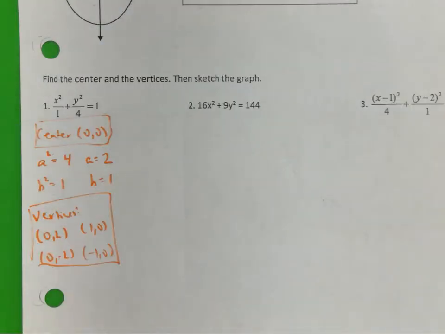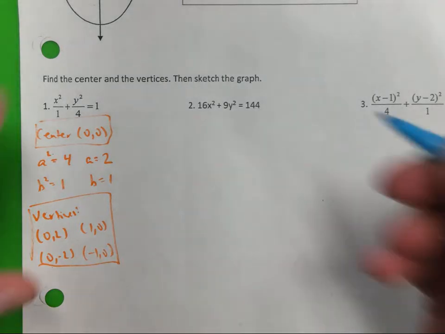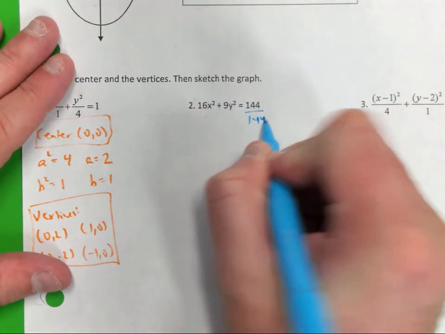Let's look at number 2. Number 2 is not in standard form. Why is that not in standard form? It's not set equal to 1. That's the problem. That's the major problem. Alright, so how do you think you're going to get that set equal to 1? How can I make 144 a 1? Divide by 144. So if it's not set equal to 1, you take this last number and divide everything by it.